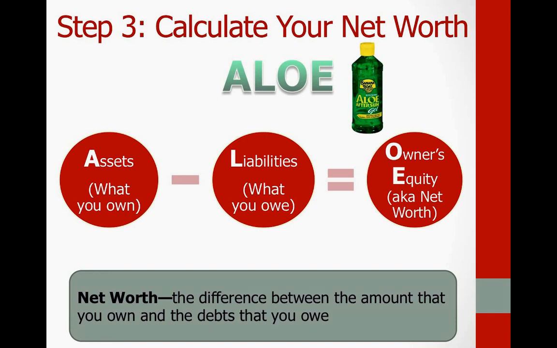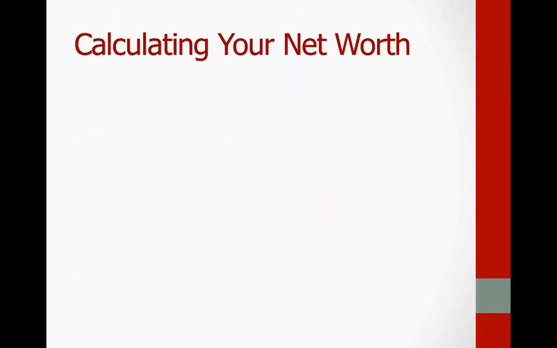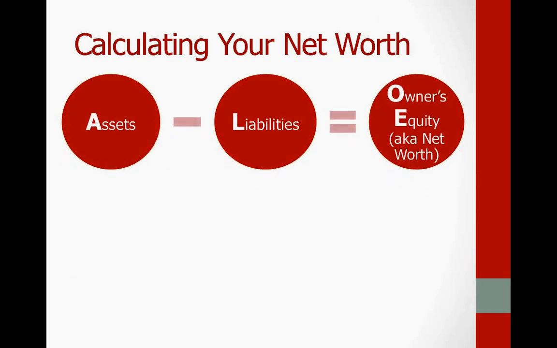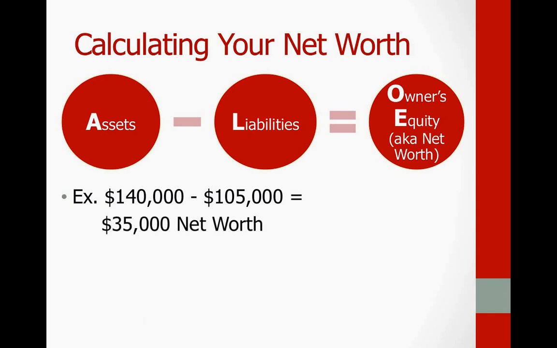Make sure we get our vocabulary definitions in as well. So, two examples. There's our equation, ALOE. First example, we have $140,000 in assets. We have $105,000 in liabilities. So we own more than we owe, which is awesome. Our net worth, when you subtract those two numbers, is $35,000, which is not bad.